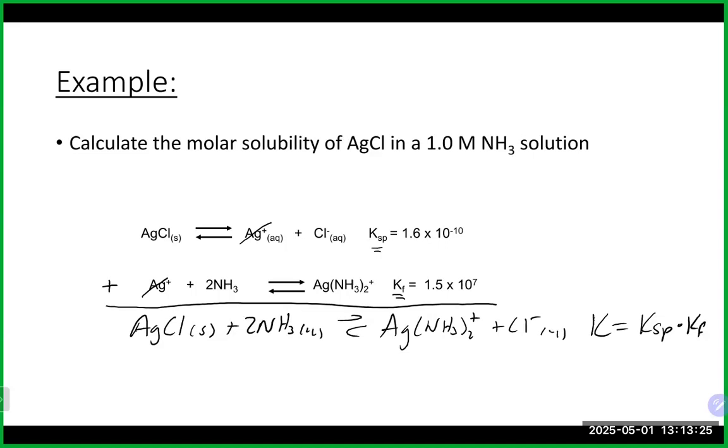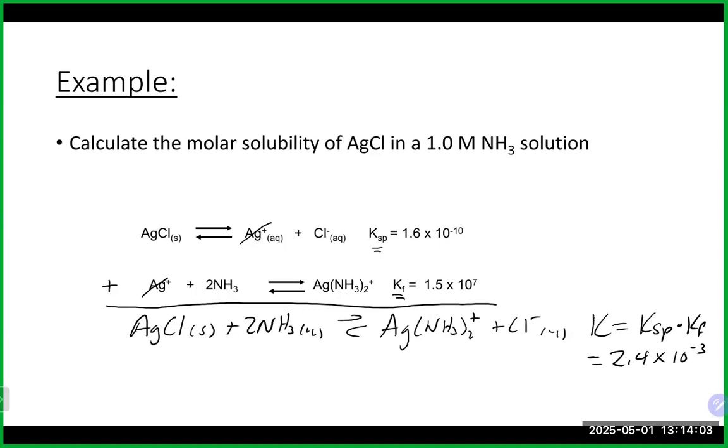Now, sometimes people wonder, well, they are different Ks in a sense, but it doesn't really matter because ultimately they're all just equilibrium constants. So it doesn't really matter if they're KA, KB, KW, KSP, whatever K we got going on. They're all basically the same thing. And it's the same idea as when we do Kw equals Ka times Kb. So it all works out the same. So in this particular case, if we do that, we got 1.6 times 10 to the minus 10 times 1.5 times 10 to the 7.